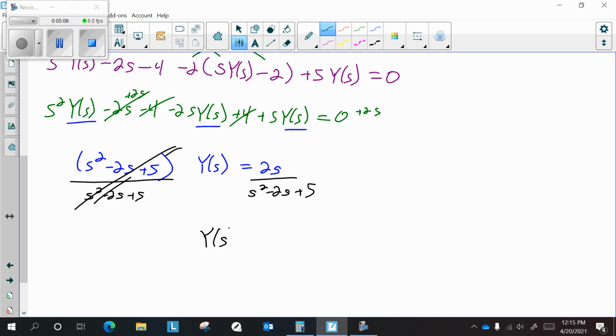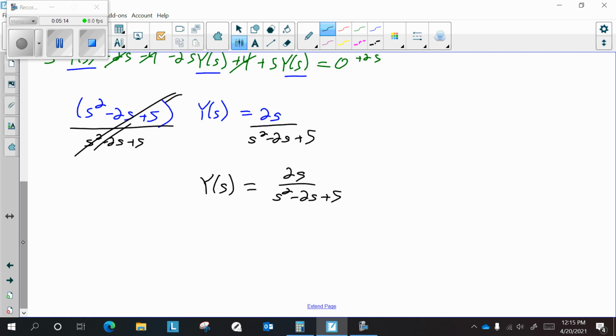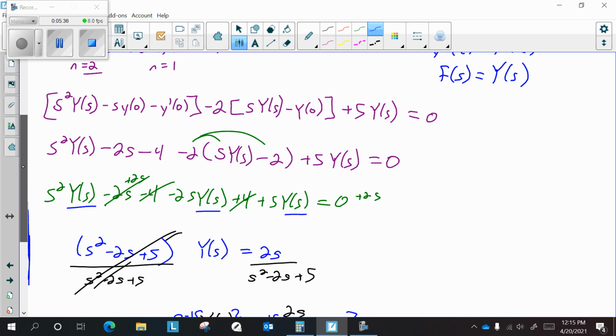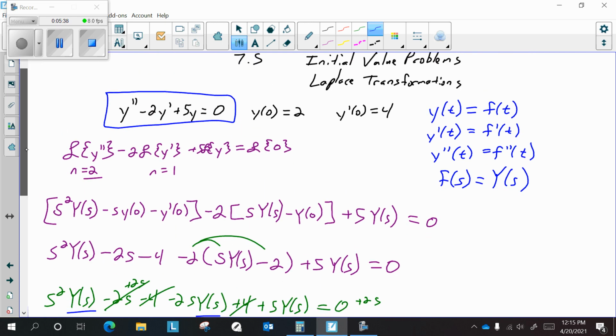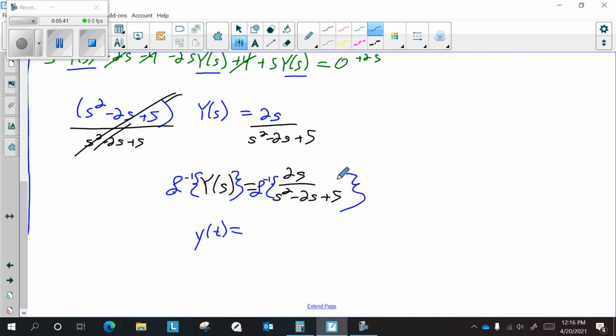So big Y of S is 2S over S squared minus 2S plus 5. And that's important because if we have big Y of S, then to get y, which is what we're looking for, we just do the inverse transform of that. And if we inverse transform the left, we inverse transform the right. So when we untransform Y of S, that gives us y of t, which is what we're looking for. What function of y satisfies this differential equation? So we just need to be able to transform the right.